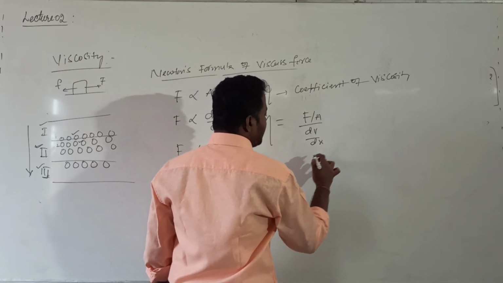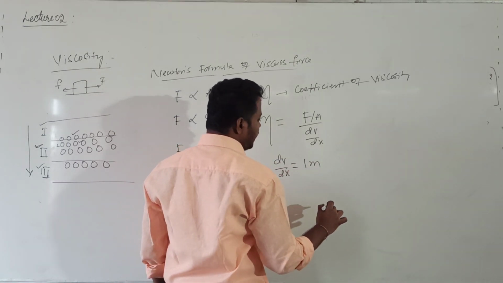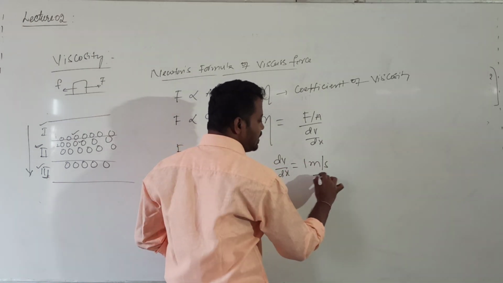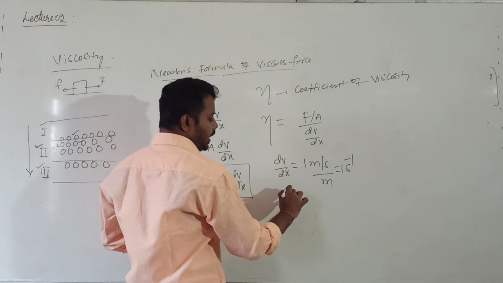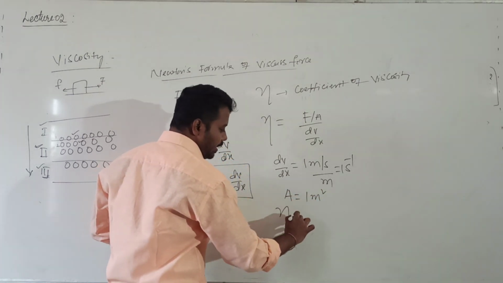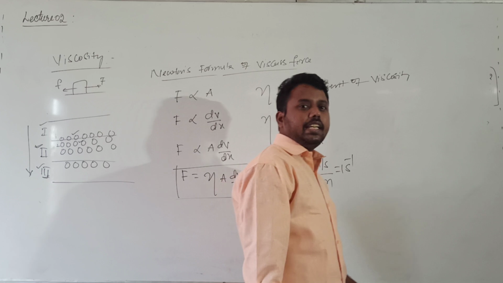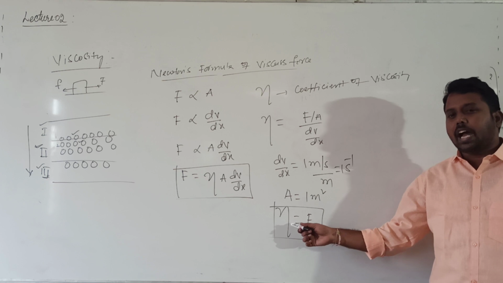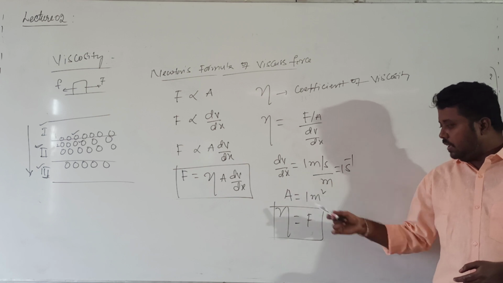Correct? Whenever dV by dx, the change of velocity with distance, is considered: velocity units are meter per second, distance units are meter, so the velocity gradient units are 1 per second, and the area of cross section is 1 meter square. Then what do I get? The coefficient of viscosity is numerically equal to F. What is the definition of coefficient of viscosity? It is numerically equal to the tangential viscous force acting between adjacent layers of unit area of contact having unit velocity gradient.